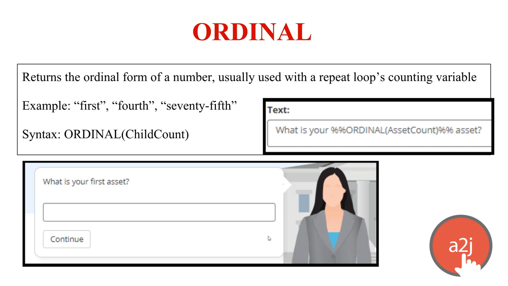Ordinal is another common function. Ordinal returns the ordinal form of a number. It's usually used with a repeat loops counting variable. So what is your first asset, fourth asset, 57th kid? And the syntax here is just ordinal with parentheses around the child count. You don't need the brackets in this instance because child count does not have a space in it. If your variable has a space in it, you would need brackets though.